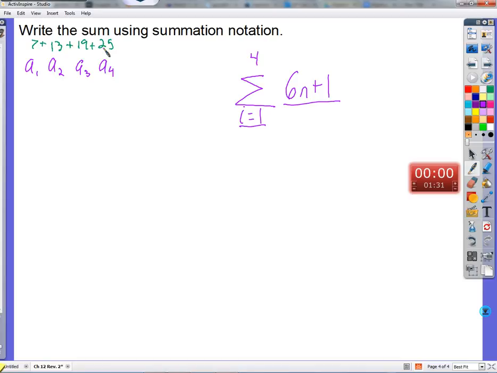Arithmetic? Or arithmetic, you can call it arithmetic if you want, it's your prerogative. The rule for an arithmetic series is a sub 1 plus n minus 1 times d. So all you need to know is a sub 1 and d, which is the difference. A sub 1 is 7.